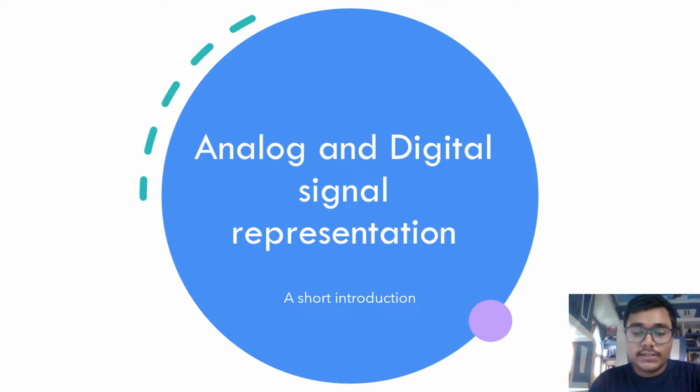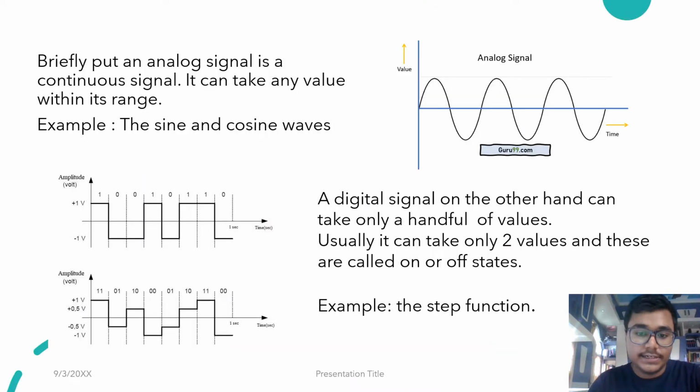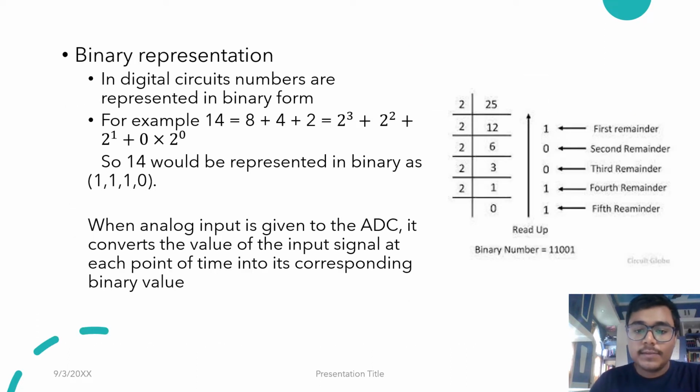And so let us first understand how analog and digital signals are represented. An analog signal, briefly put, is a continuous signal which can take any value within its range. The digital signal, on the other hand, can only take a handful of values. Usually, it can take only two values, and these are usually called the on and off states. In a binary paradigm, the number is represented in the form of ones and zeros. So 14 would be represented as 1, 1, 1, 0, as it is 8 plus 4 plus 2.